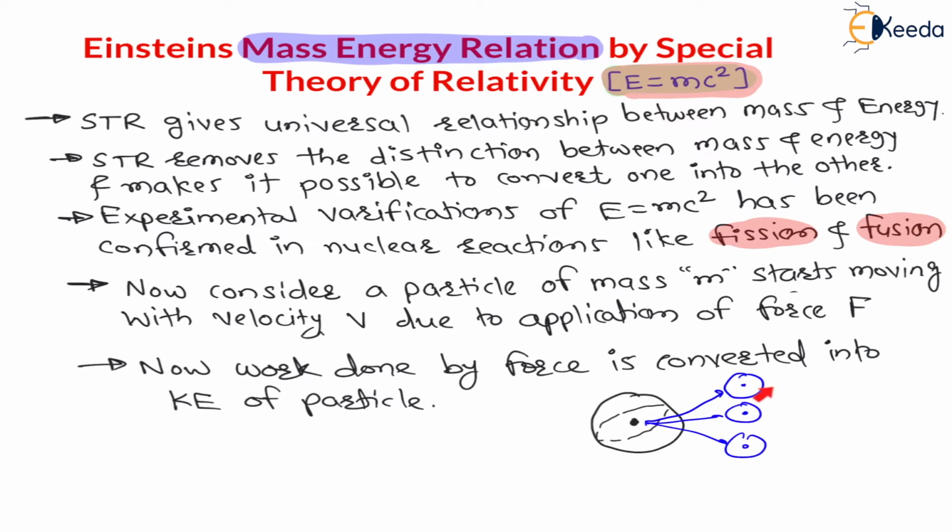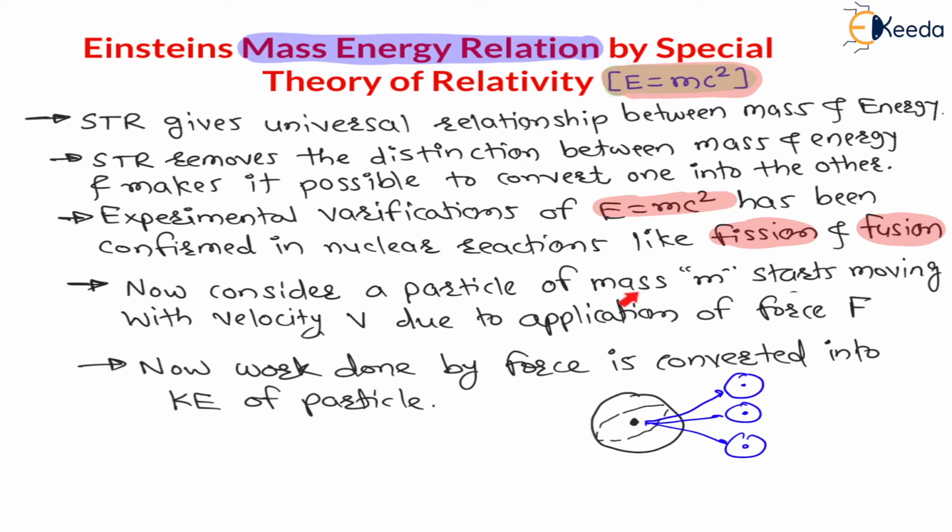And fusion is the opposite of this, meaning smaller atoms will combine together to form a larger atom. The nuclei of atoms combine together to form a larger atom, which is called a fusion reaction. And again, in both cases, a large amount of nuclear energy is released, right? And in these reactions, it is experimentally proven that E is equal to mc square is valid. Now, to see the derivation of E is equal to mc square, let us consider some things.